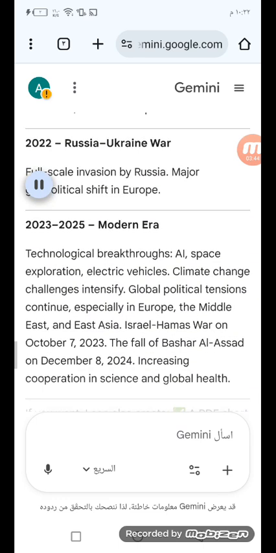2023 to 2025, modern era. Technological breakthroughs: AI, space exploration, electric vehicles. Climate change challenges intensify. Global political tensions continue, especially in Europe, the Middle East, and East Asia. Israel-Hamas war on October 7, 2023. The fall of Bashar al-Assad on December 8, 2024. Increasing cooperation in science and global health.